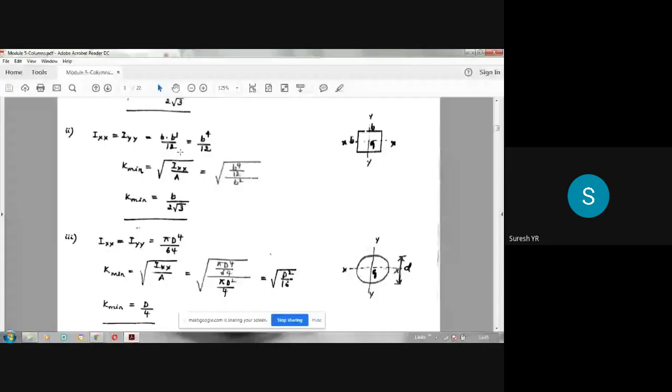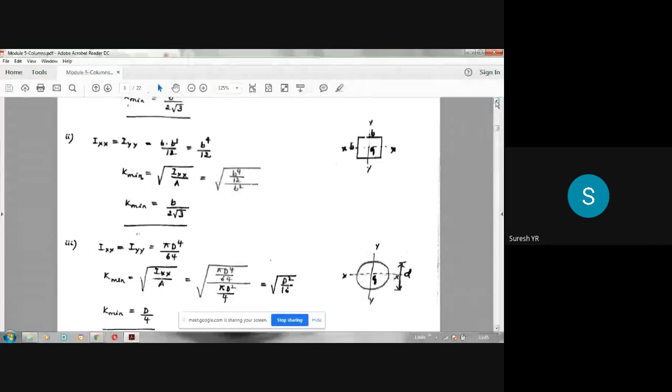If you simplify this, here also you will get B by 2 root 3. So even though the sections are different, square and rectangle, your minimum radius of gyration remains the same, B by 2 root 3.